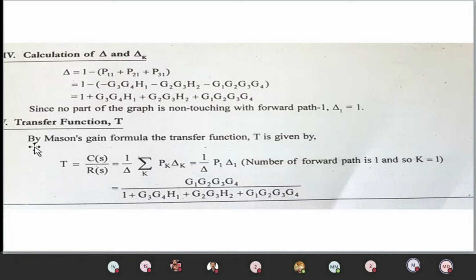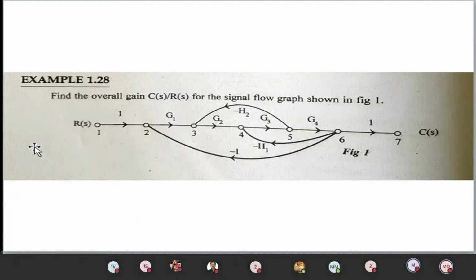Okay. Now let us calculate del. What is meant by del? 1 minus the sum of individual loop gains plus the sum of products of non-touching loops. Okay. Now let us go to the question.